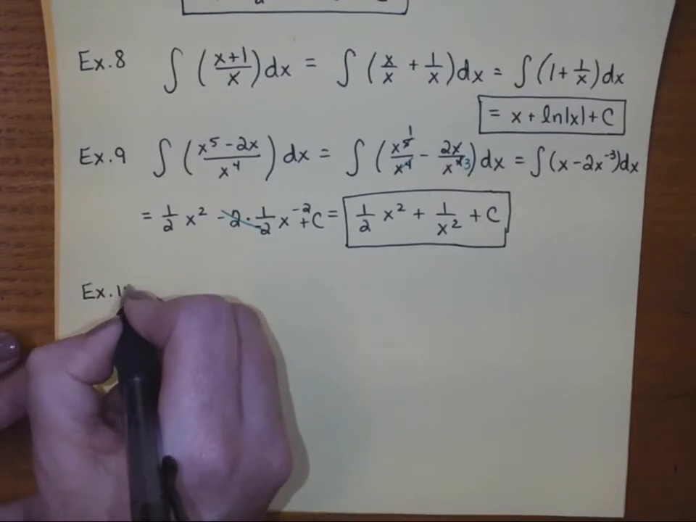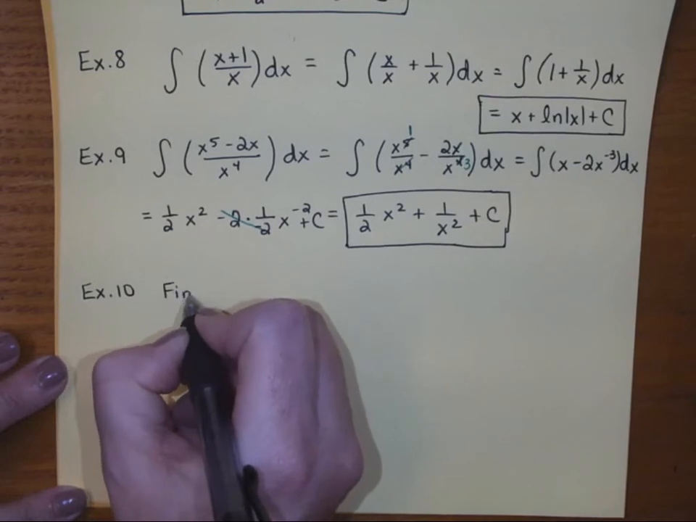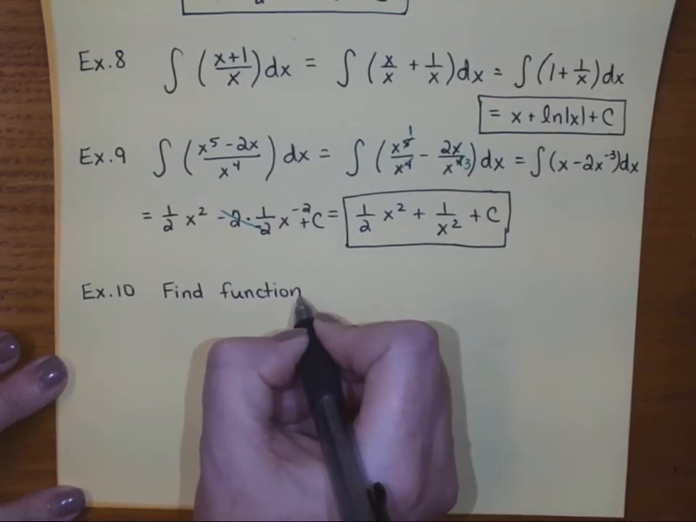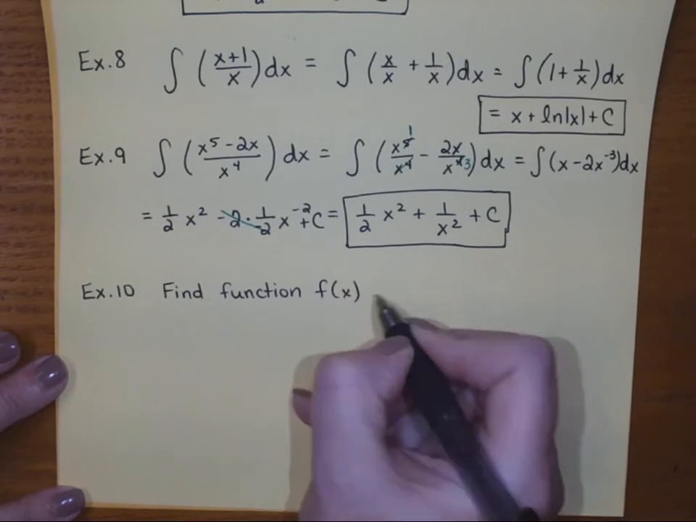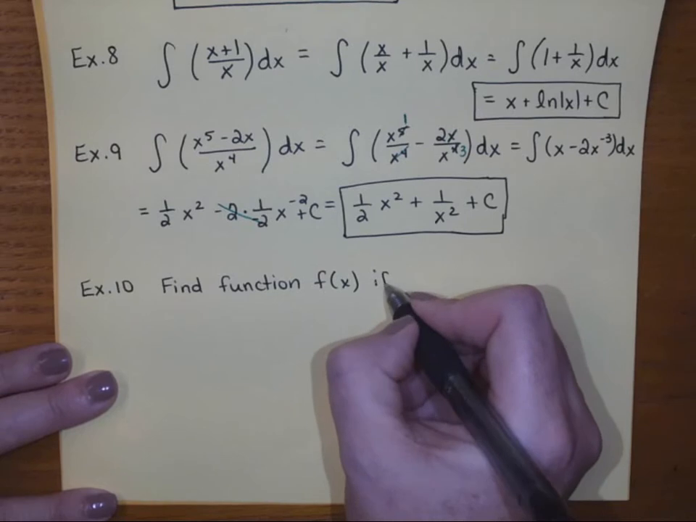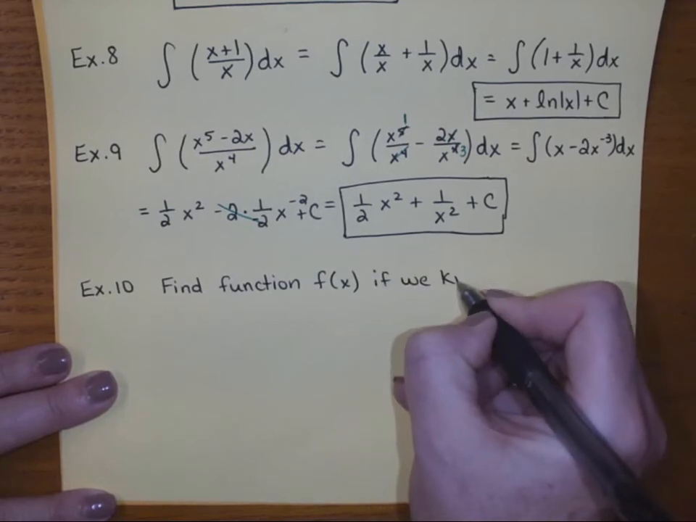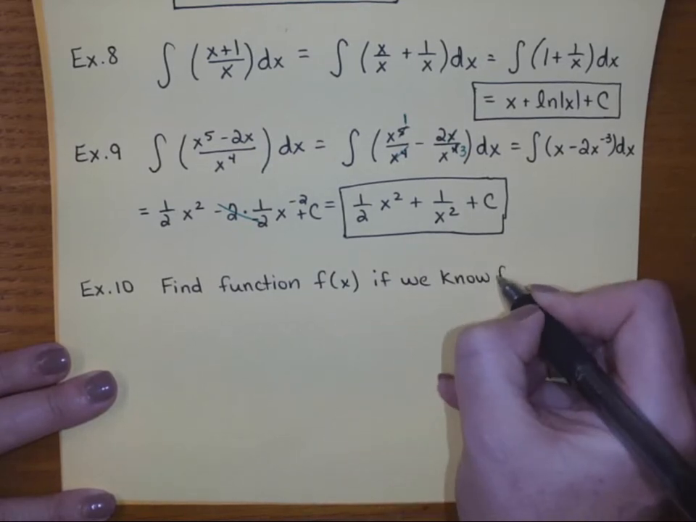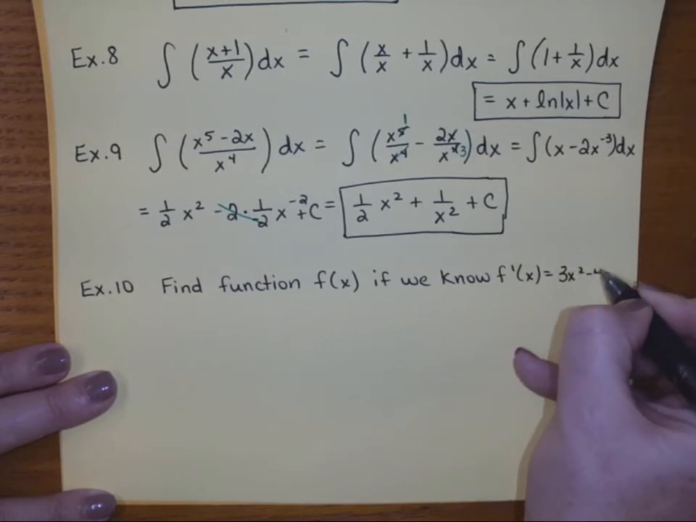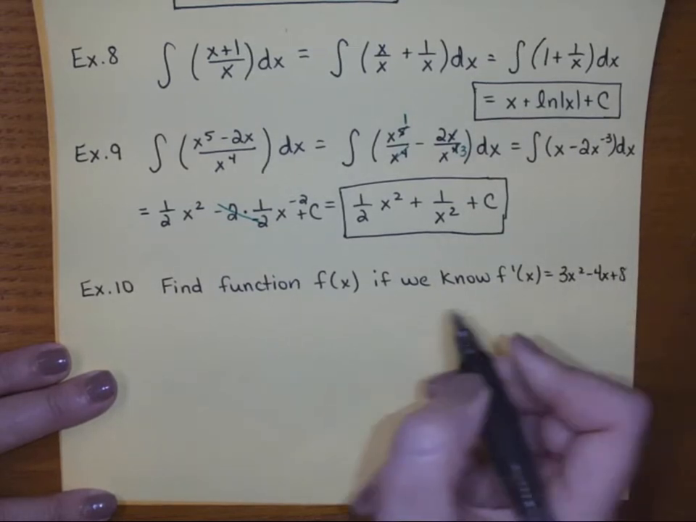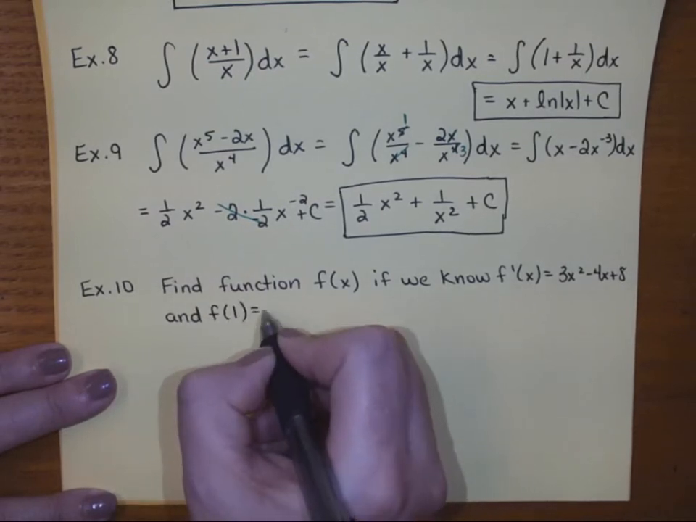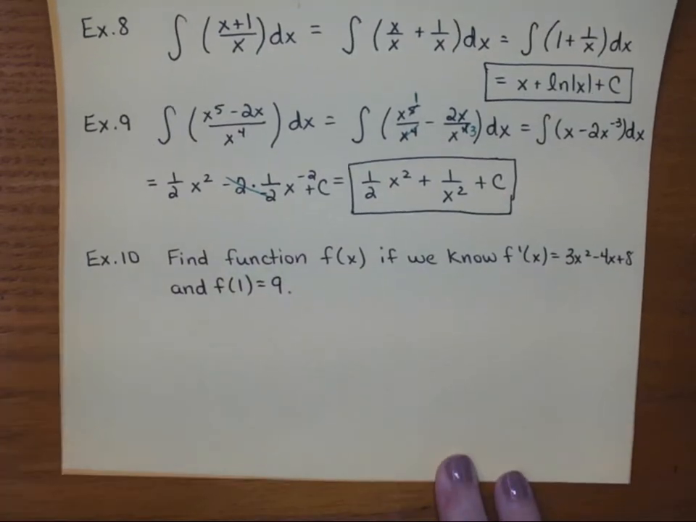So there are no more rules for today, but let's look at some example problems of what you might see in your homework and just get our feet wet with this new thing called an antiderivative. So I want you to find the function f of x. We don't know the original function, but we do know that the derivative of that function is 3x squared minus 4x plus 8. And we also know that when we plug in 1 to this mystery equation, we get 9 for an answer.